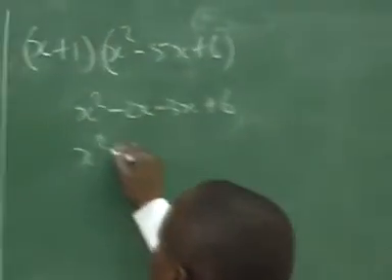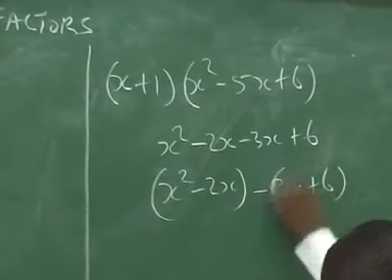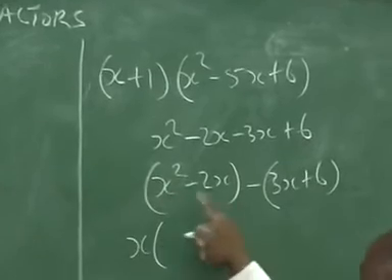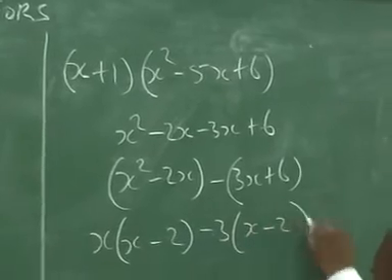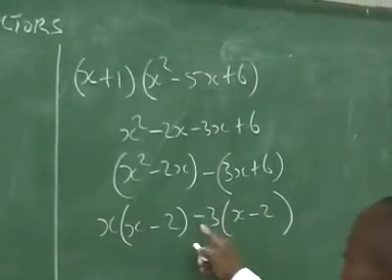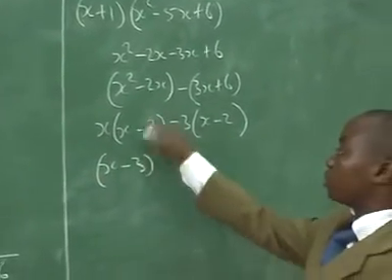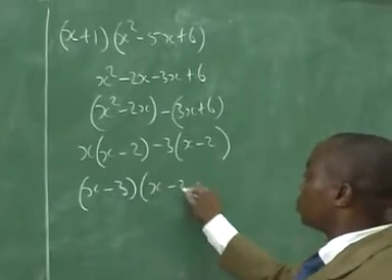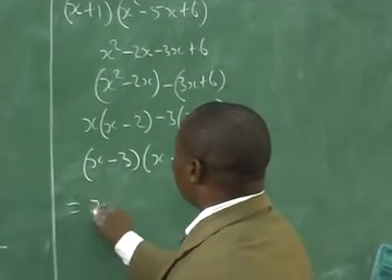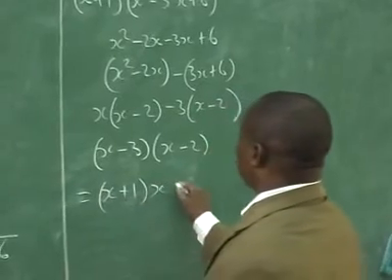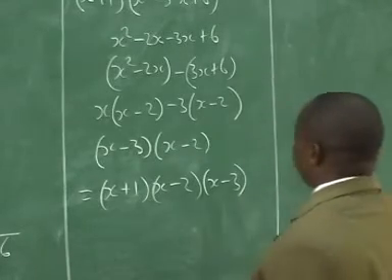So which is x squared minus 2x. I will group this one. Minus 3x plus 6. I will group it. Then what is common here is x, so we have x minus 2. Then here we have minus 3 times x minus 2. Then if I do that, x minus 3, that is this and this, is a factor, and then x minus 2 is a factor. Therefore, the factors of the denominator become x plus 1, x minus 2, x minus 3. This is what I have, the factors.